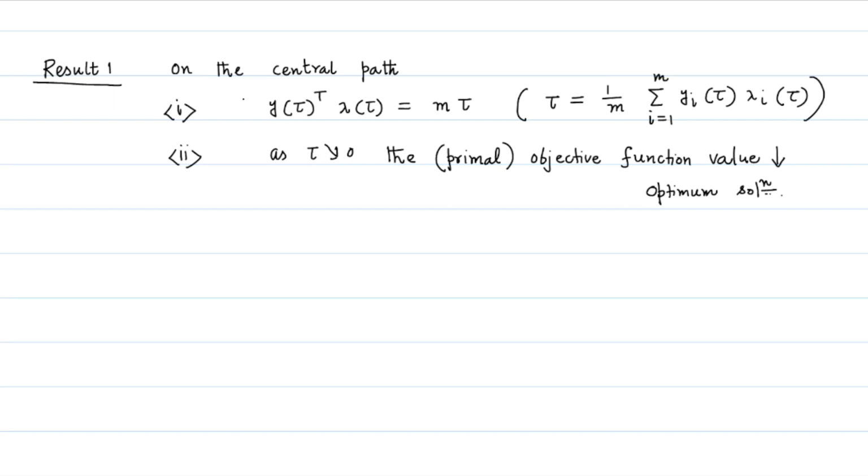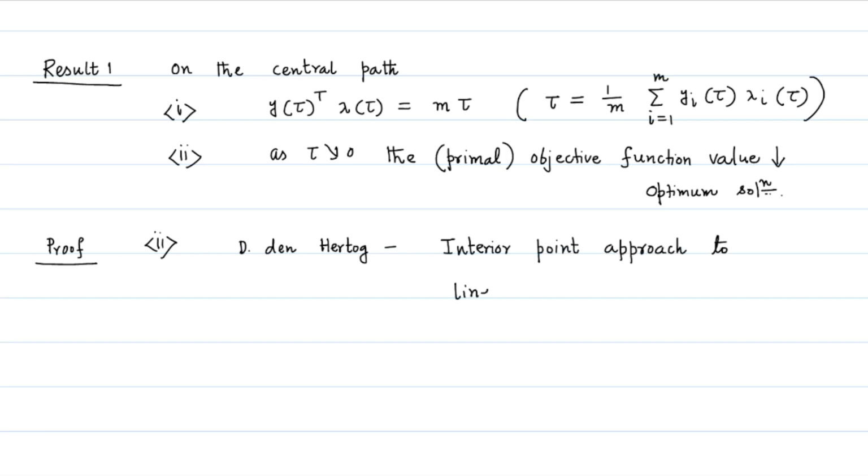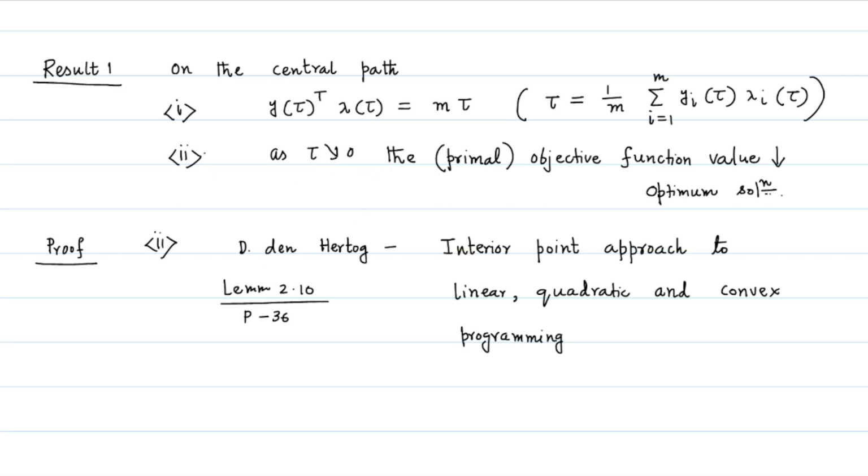The proof for the first part is trivial. For the second part, I will not have time here to prove it, but for a proof, I'll refer you to a very authentic book on interior point methods for linear programming, quadratic programming, as well as convex programming problems, the book by Den Hertog entitled, you please look at lemma 2.10 on page number 36 of this book. You will find a proof of this result.